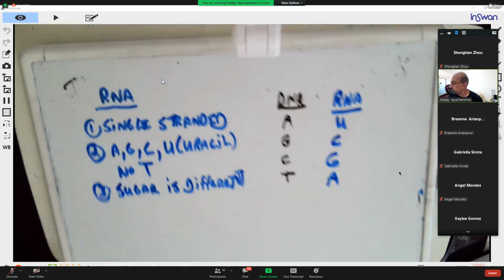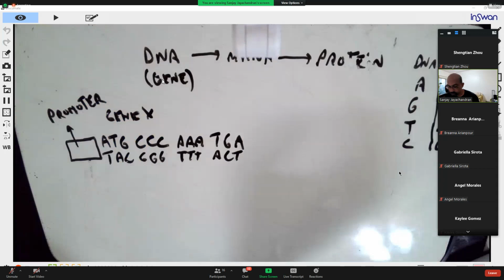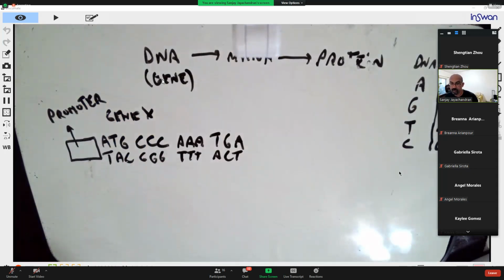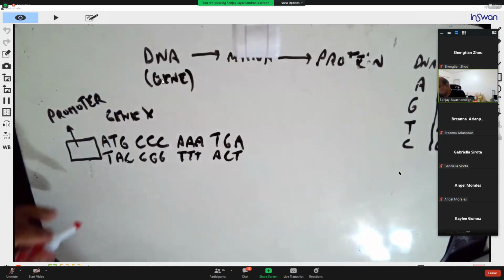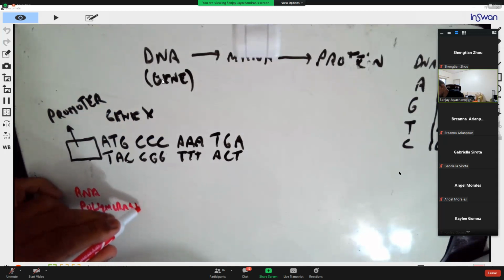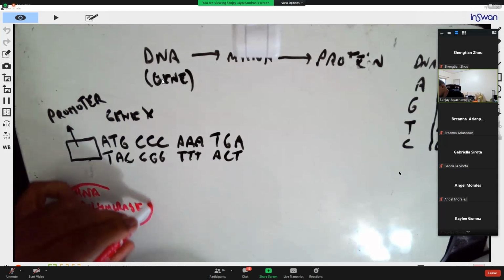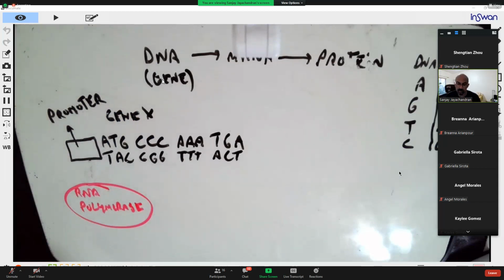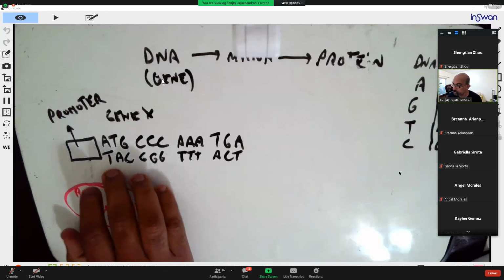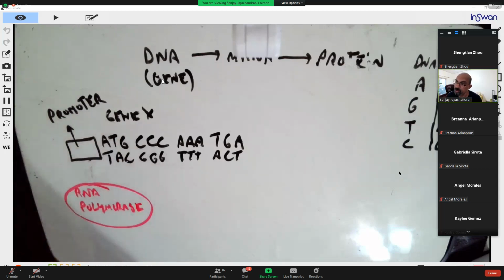The enzyme that's going to make RNA using the DNA is going to be RNA polymerase. That's the key enzyme. This is the sequence of events. RNA polymerase is going to land at this thing called the promoter. Think of the promoter as a landing pad for this enzyme.